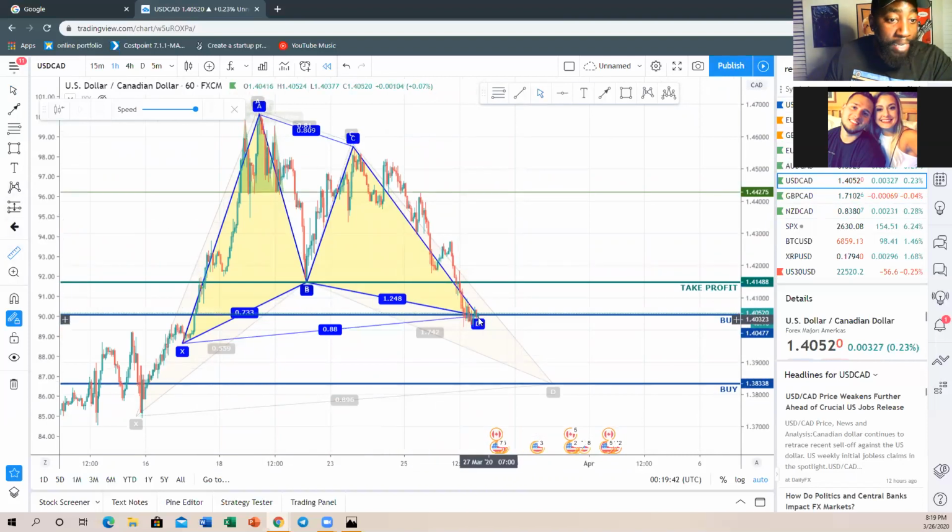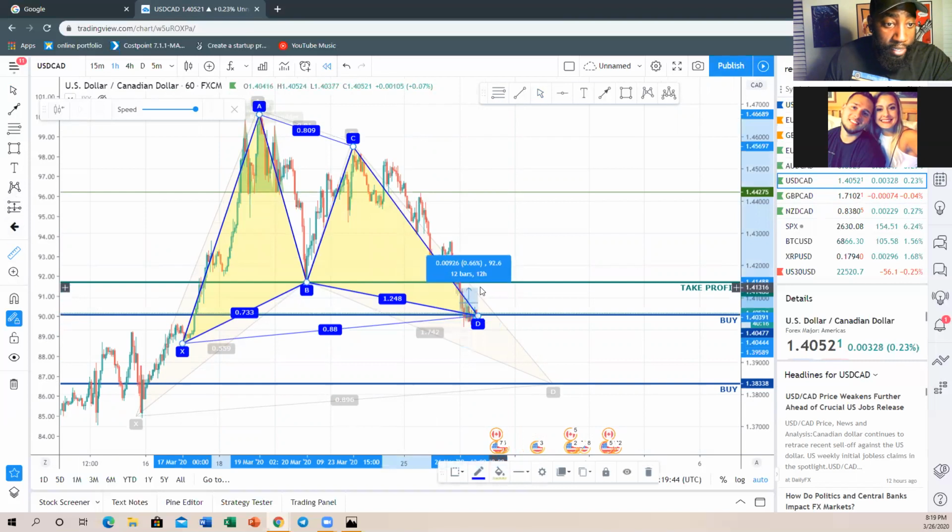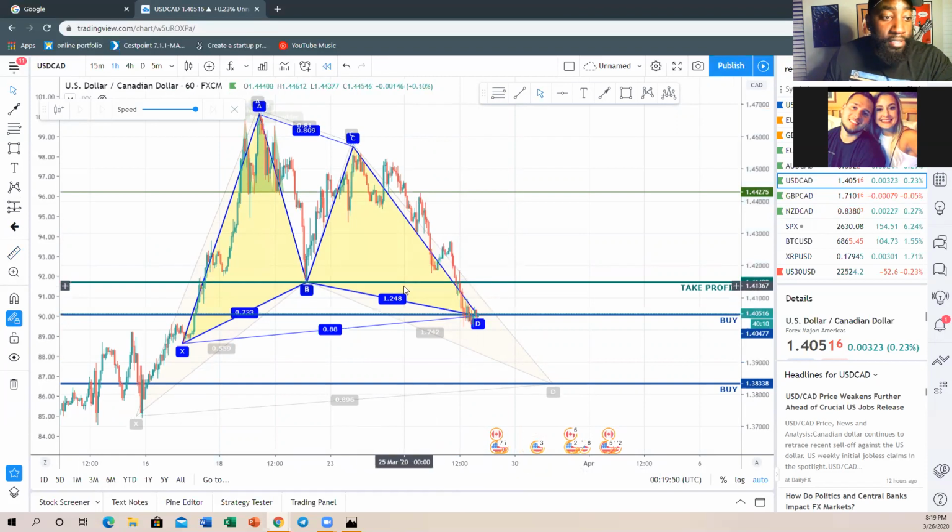I mean, it won't be a big take profit on this at all. This is only, well, I say only 112 pips. That's not bad at all. But you see how small that zone is, right?